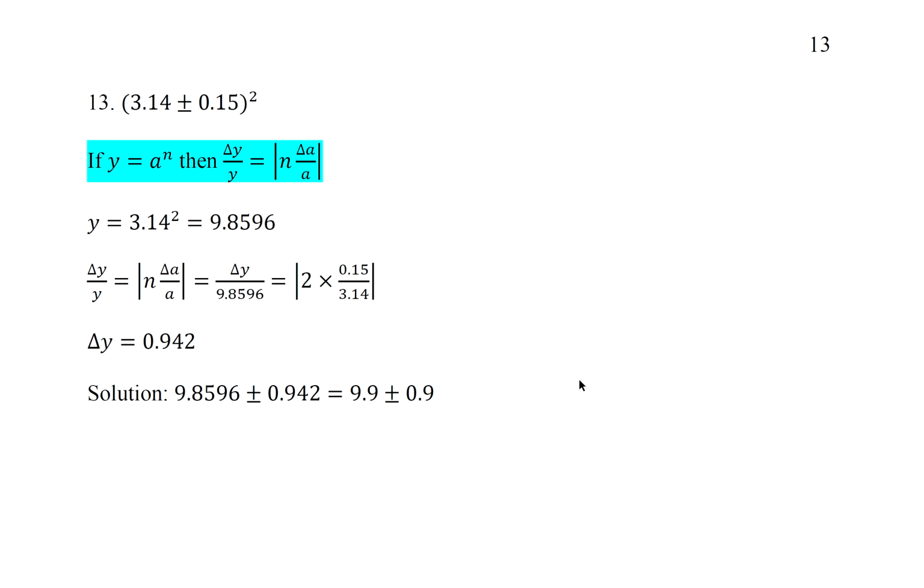We've just added and subtracted uncertainties and multiplied and divided uncertainties. Now we're going to take an exponent and determine the uncertainty. So we have to determine 3.14 plus or minus 0.15 to the second power. Understand this equation highlighted in blue: if y equals a to the nth, then delta y over y equals n times delta a over a.